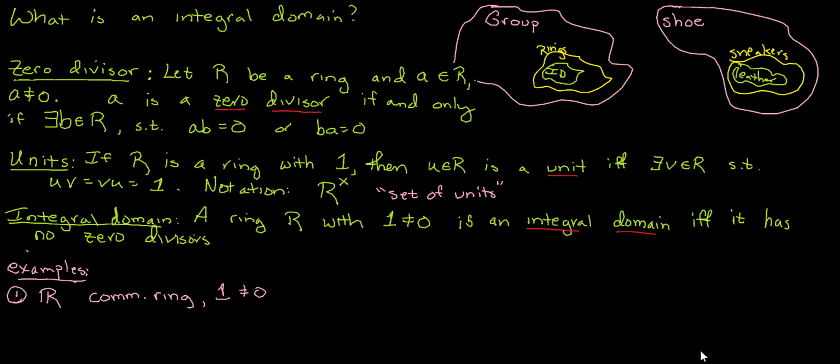So far, so good. And we know there are no zero divisors. The only way you get A times B equals 0 is when one of them is 0. So there are no zero divisors. Nothing sneaky going on here. And so this is an integral domain.